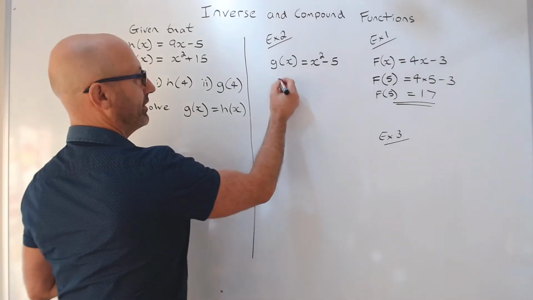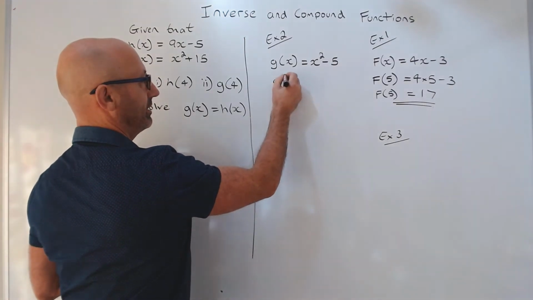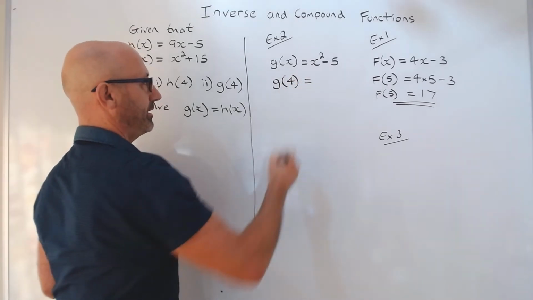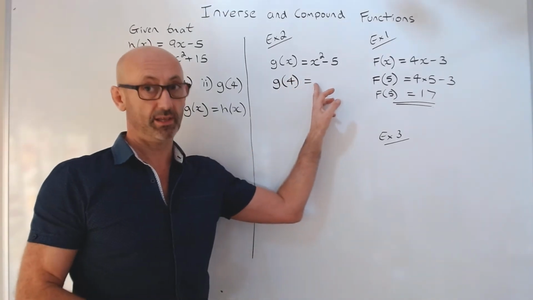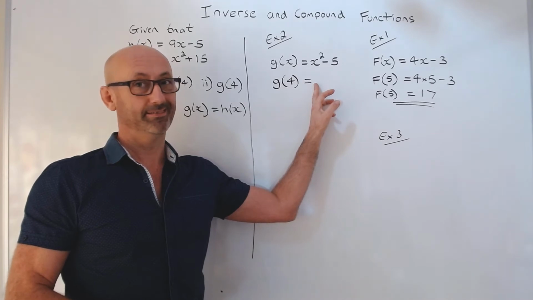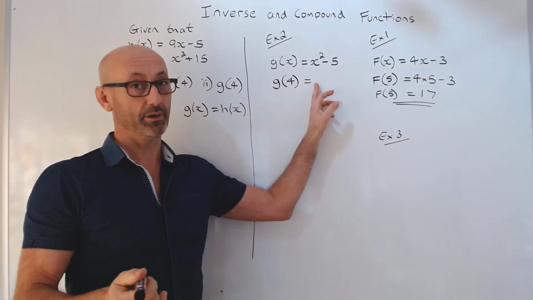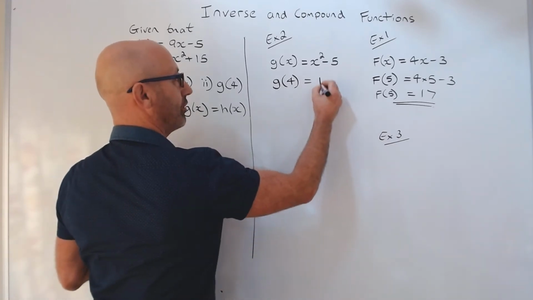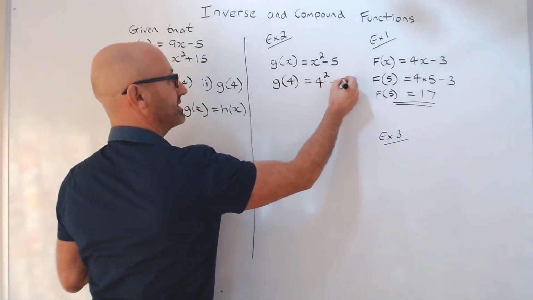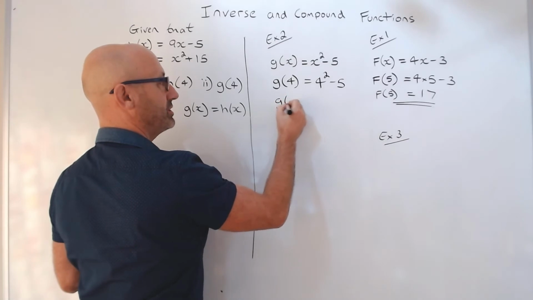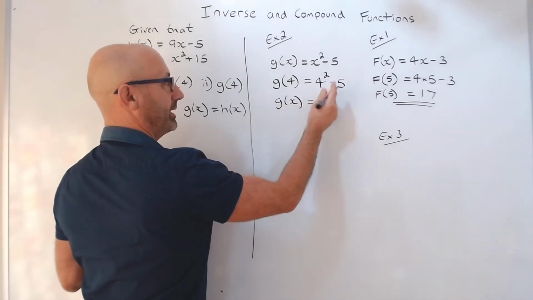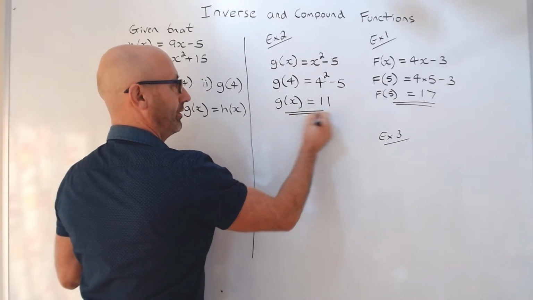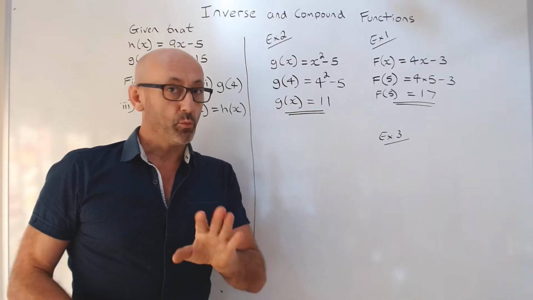So if a question said here, I don't know, g(4), then what do you imagine the answer is there, Nina? And anyone at home, by the way. 11. And again, Nina has gone 4 squared take 5, so g(4) is 16 take 5, it's 11. So that would be 1 mark.